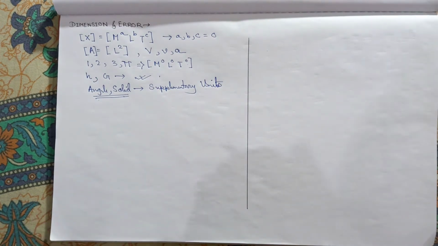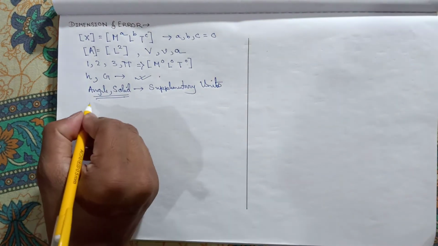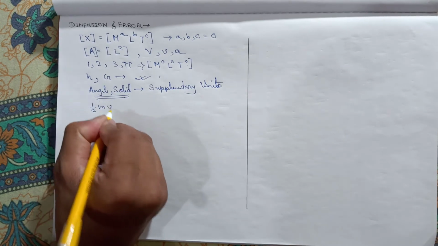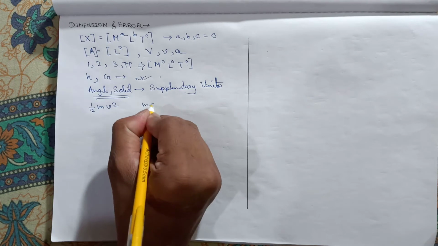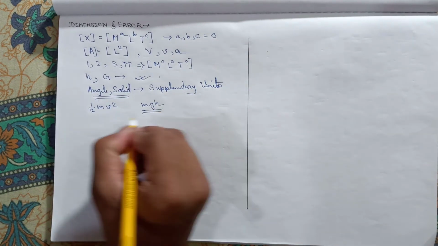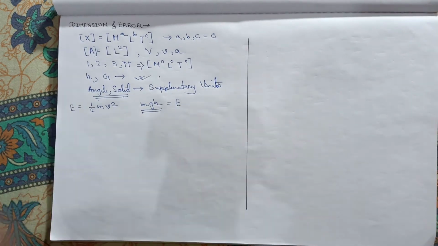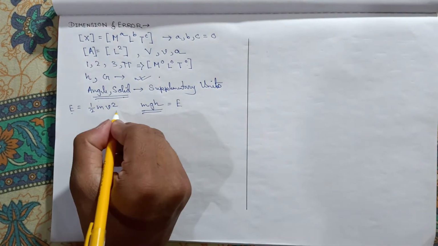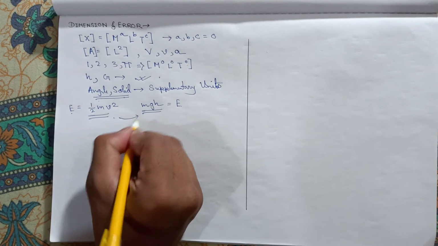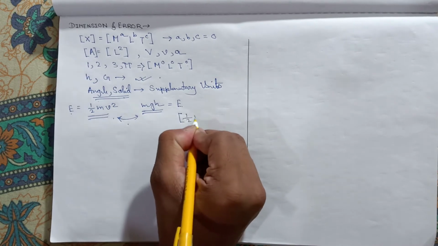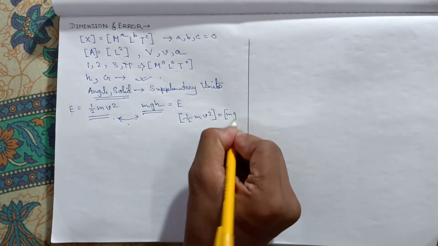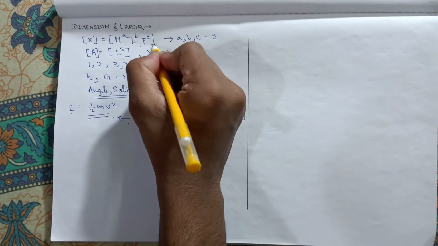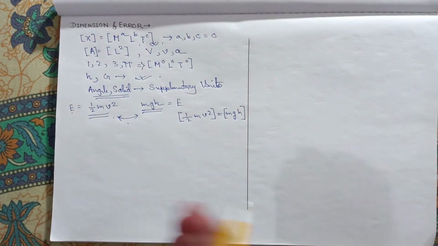So what is the importance of dimension? Generally it is used to easily check physical equations. Suppose the kinetic energy is half mv squared and the potential energy is mgh. Although we write them as K and U, they are both energy, so their dimensions must be the same. To check it we can compare their dimensions. If that is satisfied, then we can say the equations are valid, that they are both energy. That is the easiest way to check physical equations.